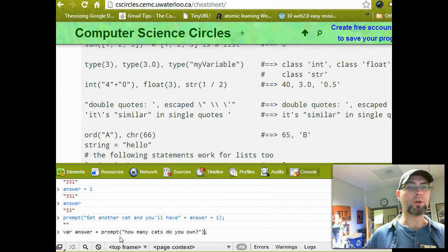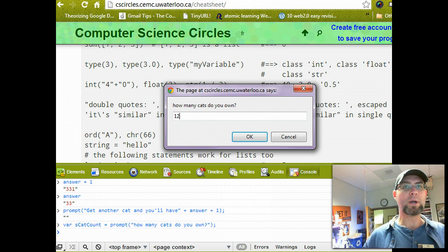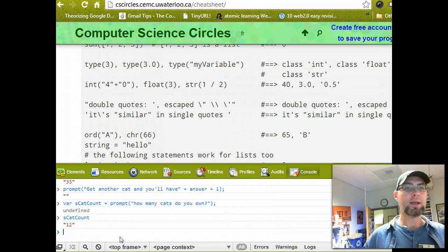Answer, how many cats do you own? And I'm going to change answer to be S cat count, because it's actually a string when it comes in. Number of cats, so we'll do S cat count. How many cats do you own? 12. Okay, I type S cat count, and it gives me 12.